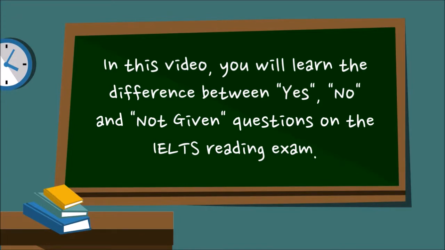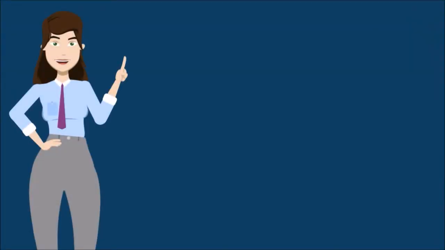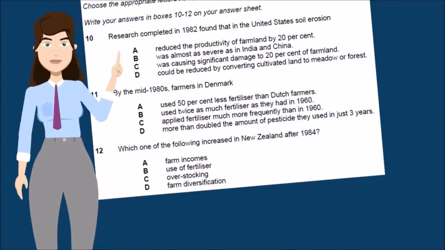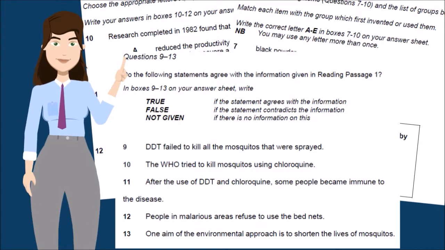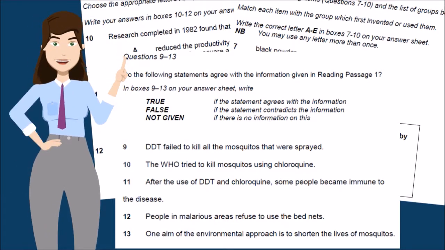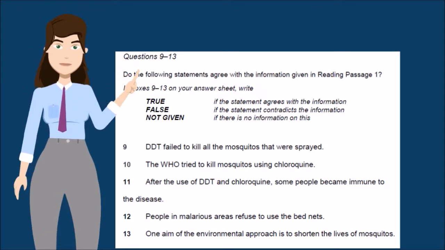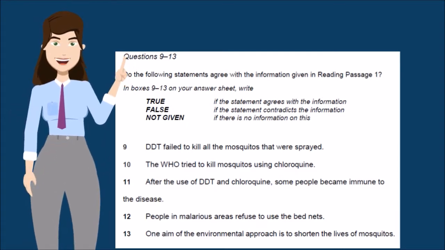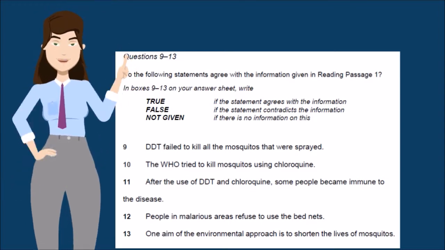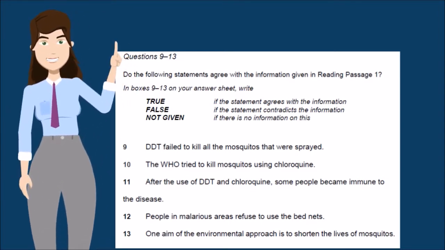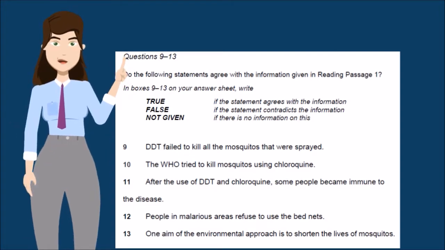In this video, you will learn the difference between yes, no, and not given questions on the IELTS reading exam. The IELTS reading exam has several types of questions, including multiple choice, matching, filling in tables or diagrams, and yes, no, not given, or true, false, not given. Answering yes, no, not given, or true, false, not given questions presents some unique challenges to the test taker. In this video, we'll just refer to them as yes, no, not given questions. Let's look at an example.